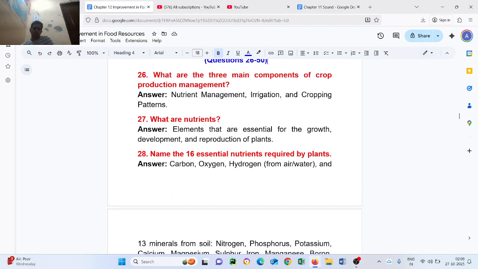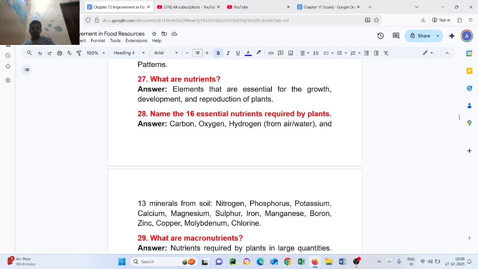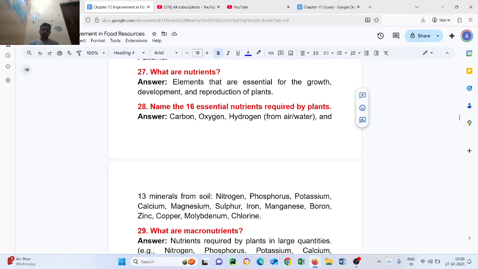Question number 28. Name the 16 essential nutrients required for plants. Carbon, oxygen, hydrogen from air and water, and minerals from soil: nitrogen, phosphorus, potassium, calcium, magnesium, sulfur, iron, manganese, boron, zinc, copper, molybdenum, chlorine.